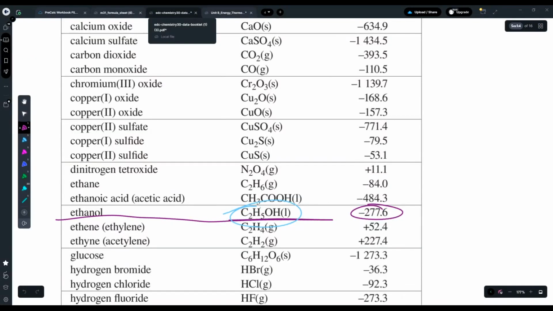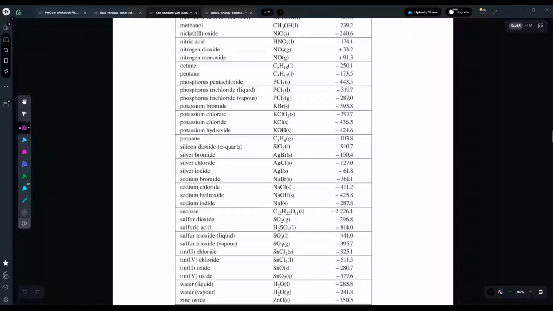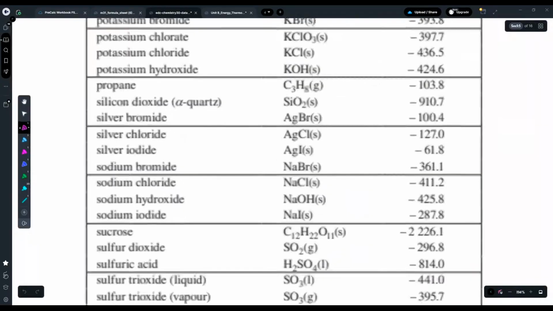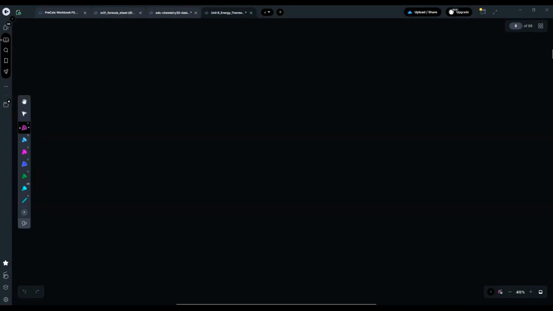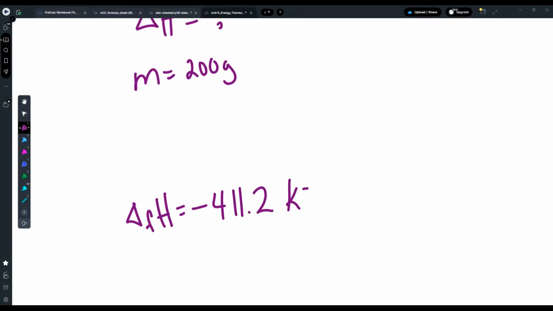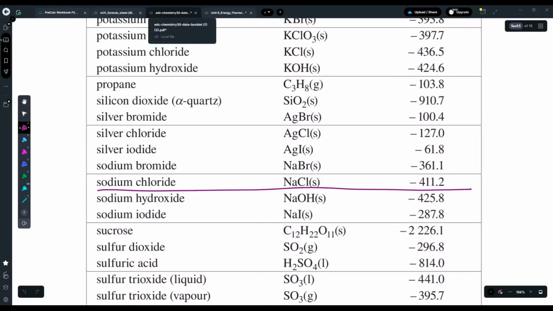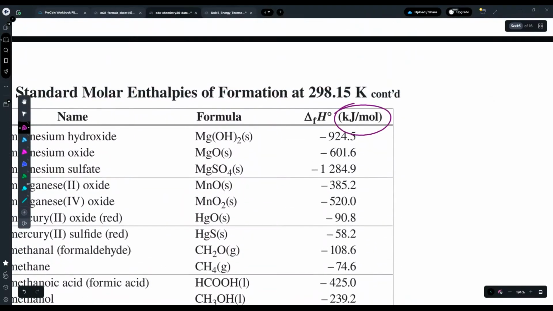So let's look that up. Sodium chloride. There we go. Okay, so that's negative 411.2, and that's kilojoules per mole. So again, how do I know what the units are? You just look at the top of the page and it tells you there.